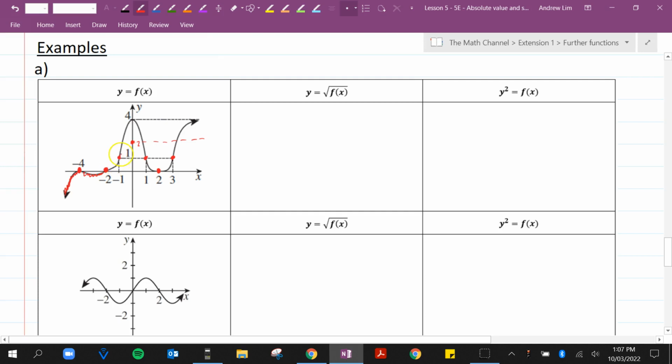Now this bit here, maybe I'll highlight it in green. This bit here is less than 1. It's positive, but less than 1. And when we square root a number that's less than 1, it's going to give us an answer that's bigger than the number we square rooted. So when we draw this, it's going to lie above that line that's given.